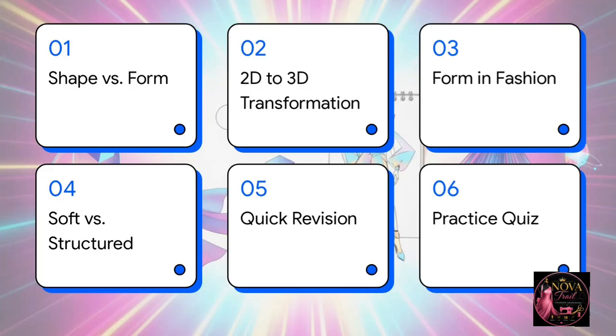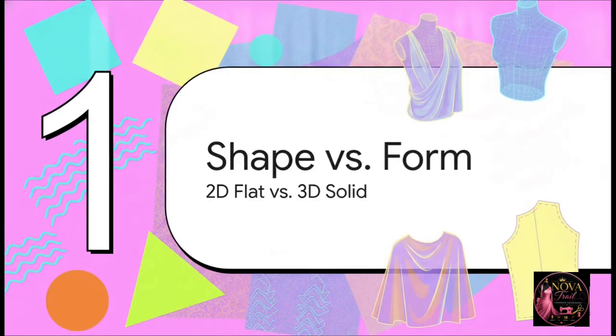Here is our roadmap for today's class. We'll cover shape versus form, the 2D to 3D transformation, form and fashion, soft versus structured forms, and then we'll wrap up with a quick revision and a practice quiz. Okay, Section 1, shape versus form, the difference between 2D flat and 3D solid.